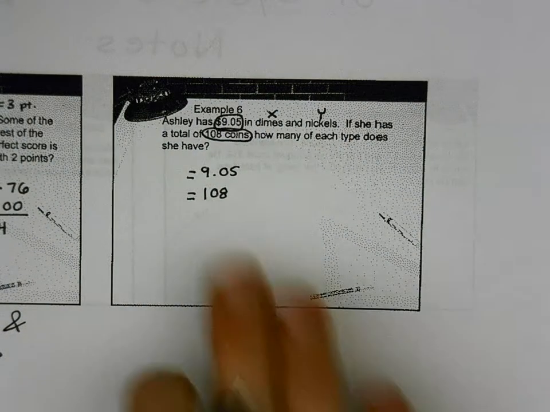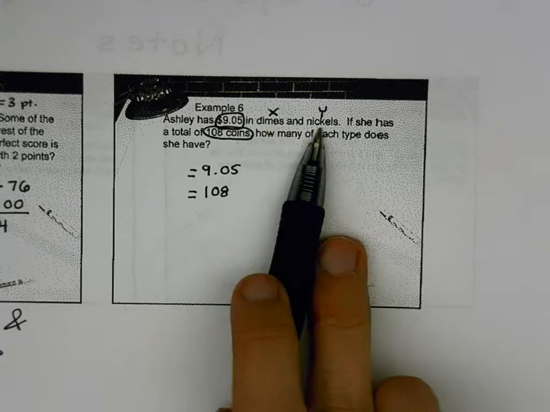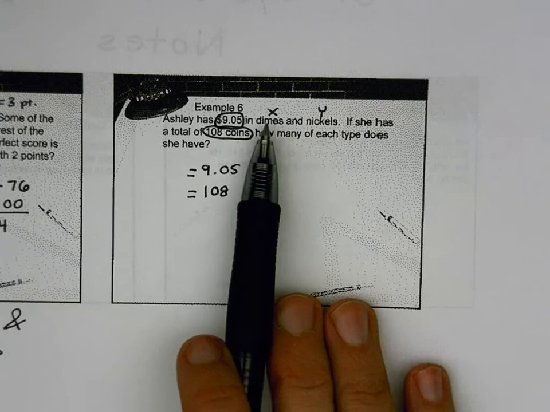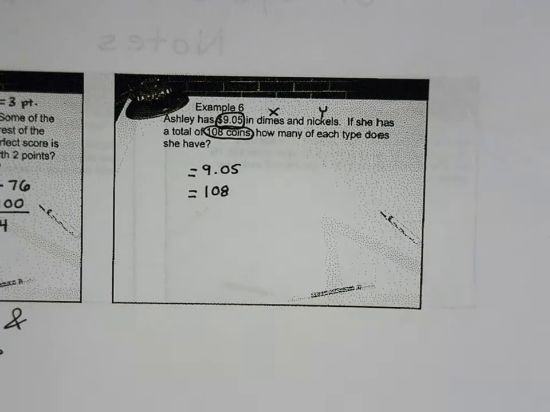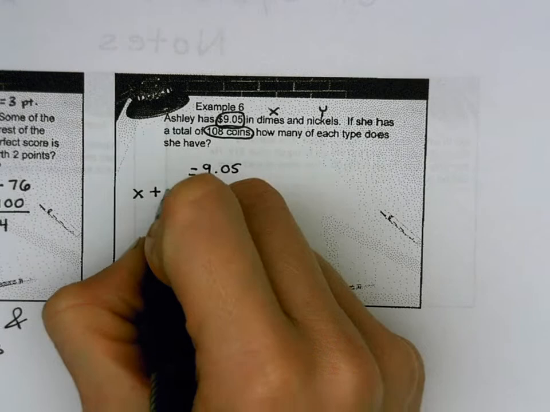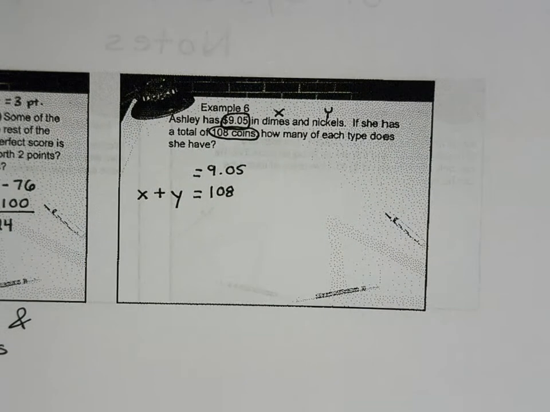Well, the 108 is the total number of coins. And so that's that combination again, like the points problem from before. The number of dimes and the number of nickels together have to make 108. And so that's what I'm going to go ahead and show here. I'm going to say that the number of dimes and the number of nickels, if I add them up, need to equal 108.